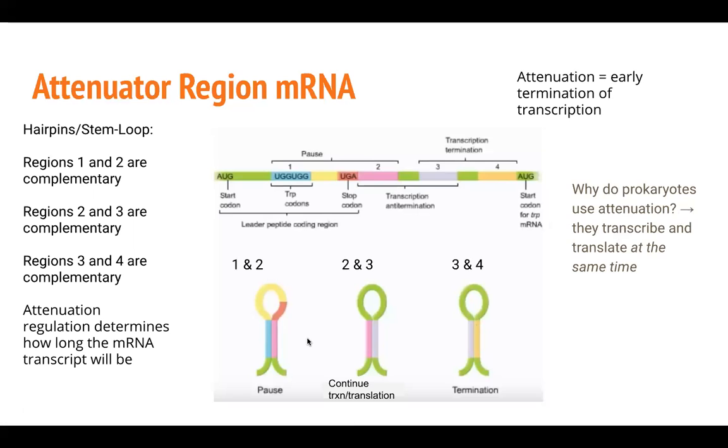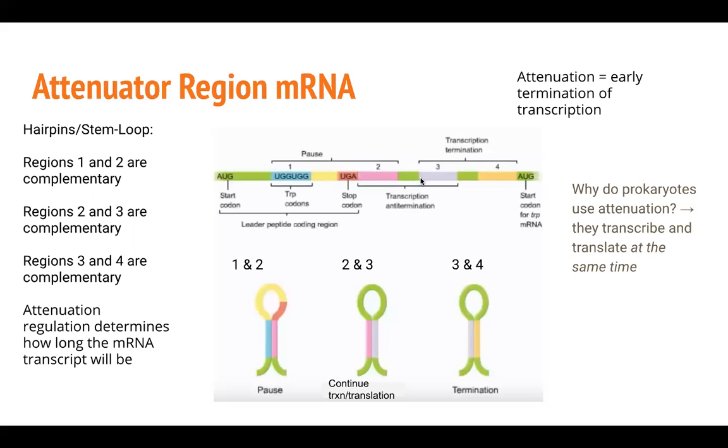So yeah, look at the numbers. You have 1 blue, 2 pink, 3 purple, 4 yellow. Regions 1 and 2 are complementary. I can never say that word. 2 and 3 are complementary, and 3 and 4 are complementary. So basically, attenuation is a form of regulation that determines how long the mRNA transcript will be.